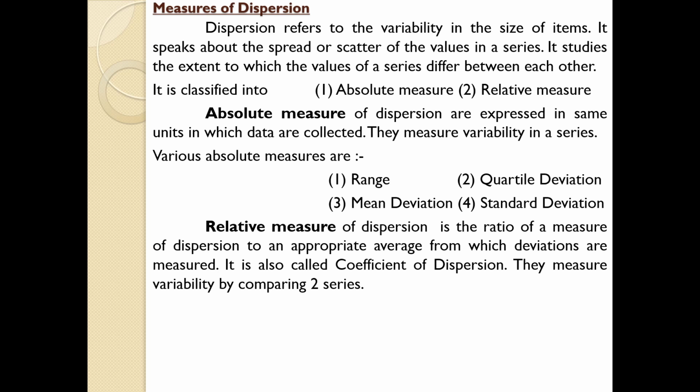So what is the difference between absolute and relative measure? Absolute measure studies the variability in a given set of details regarding one group, whereas relative measure helps in comparing and at the same time checking the variability between two different groups. That is the concept of absolute measure and relative measure.